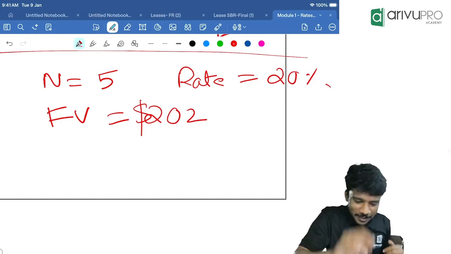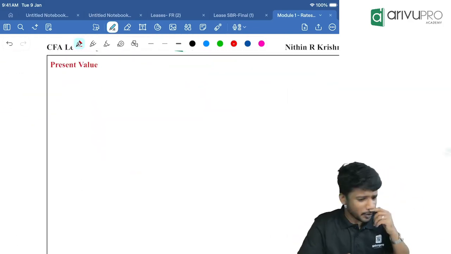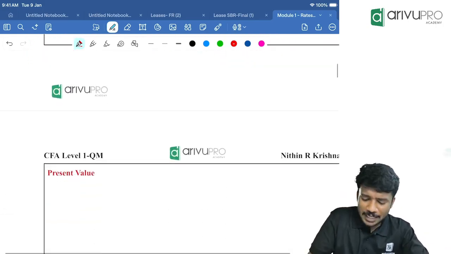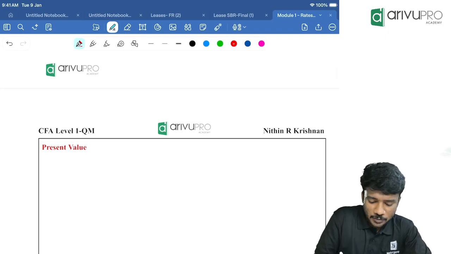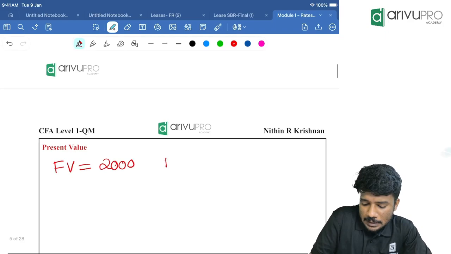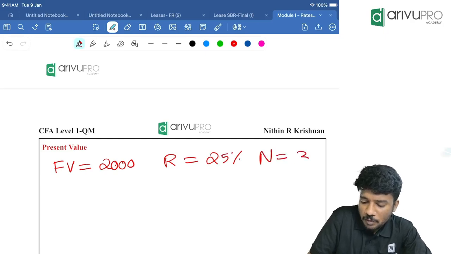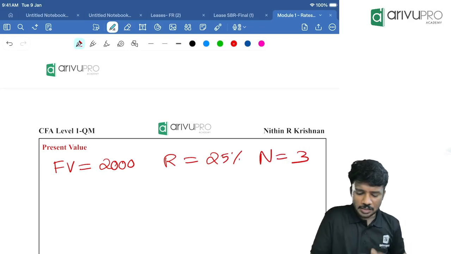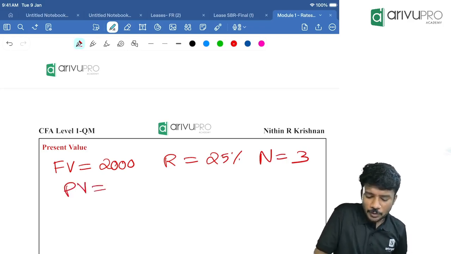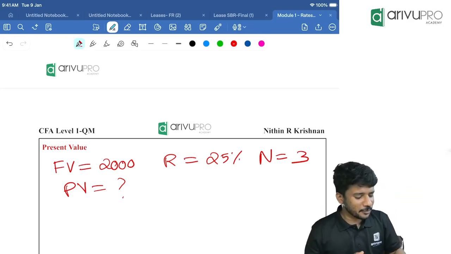That is another add-on. Now, present value. I already showed you how to find present value, but again I am going to ask you the question. The first one, they are offering a future value of 2000, with a rate percentage of 25%, for 3 years. Then the question is compute present value. How will you find the present value? When I wrote the question itself, you might have got the answer.